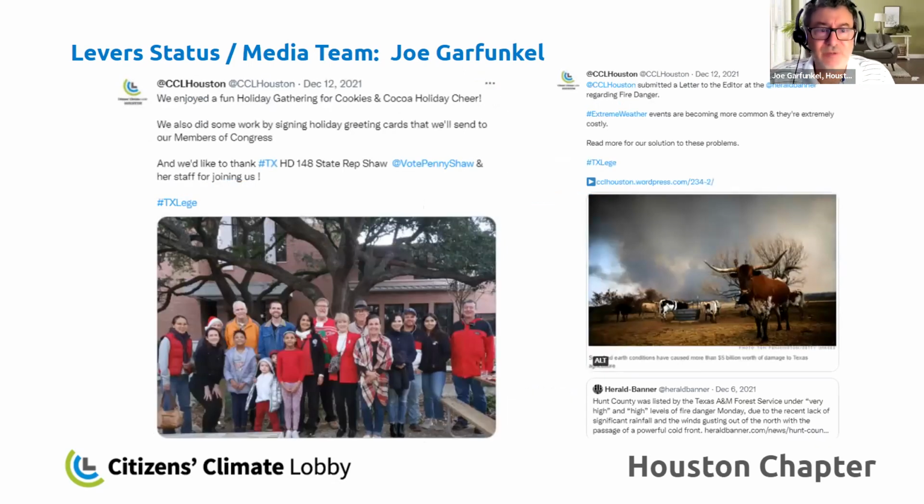On the left here, this was from our holiday meet and greet, holiday gathering for cookies and cocoa and holiday cheer. A really nice photo. And after I saw that photo, I noticed that most of us have some red, right? It's the red season. So we're all wearing red for the most part. Very interesting.